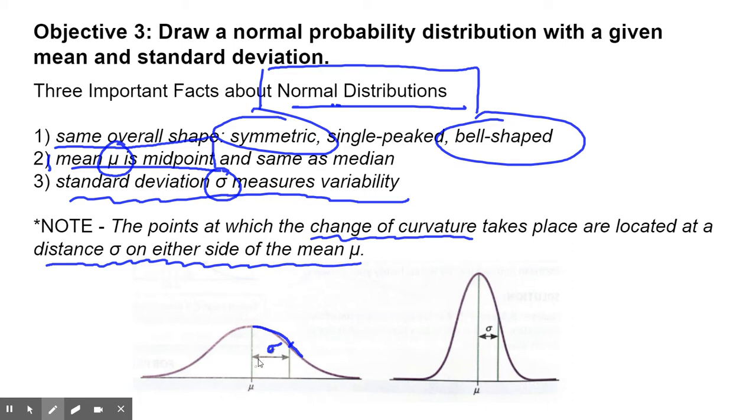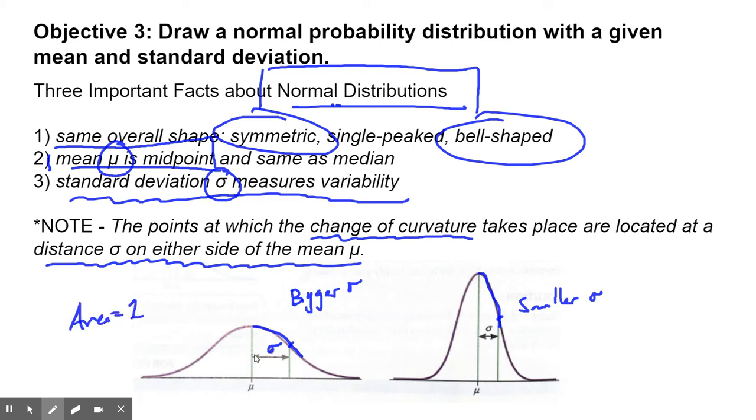So obviously this short and fat one has a bigger standard deviation, and this tall and skinny one has a smaller standard deviation. And again, it's just about the width. So when you're tall and skinny, that change of curvature point right there, that's where you're going to measure your standard deviation to. Notice that both of these curves are going to have an area equal to 1.